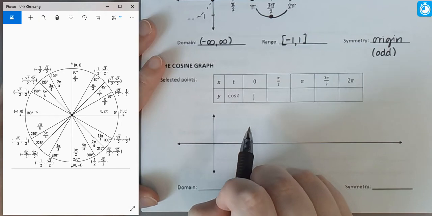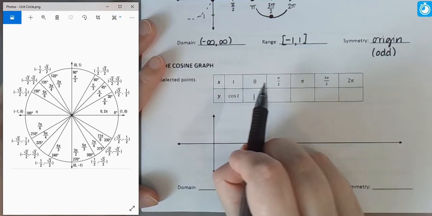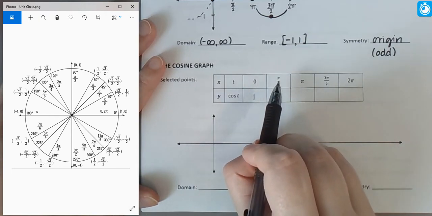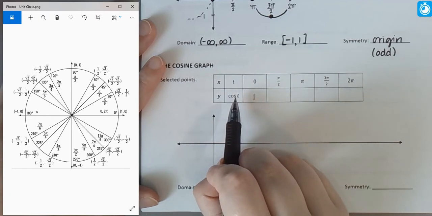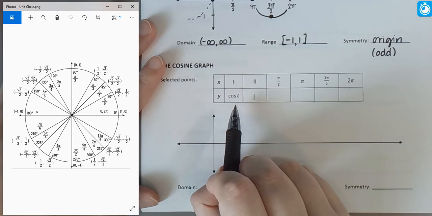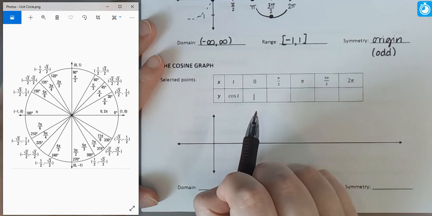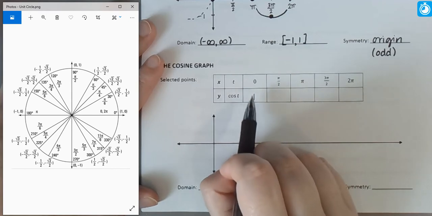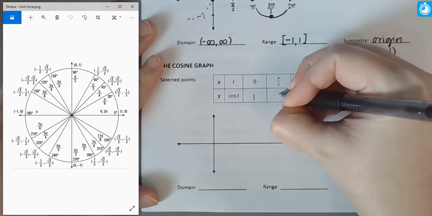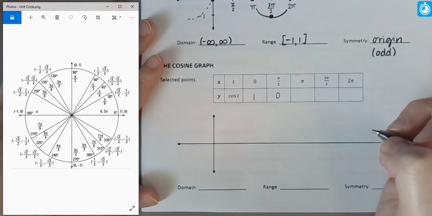Now, as we continue to rotate, we're rotating from 0 radians to pi over 2 radians. What's happening to the value of cosine? Well, if cosine represents our first coordinate, the first coordinate is actually decreasing as we rotate around the unit circle. Once we go from 0 to pi over 2, the first coordinate has decreased from 1 to 0.